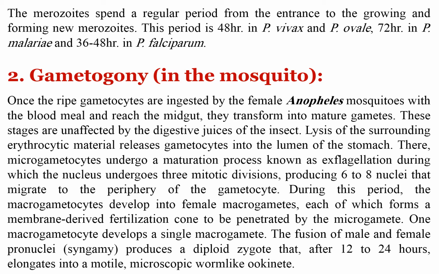The fusion of male and female pronuclei called syngamy produces a diploid zygote that after 12 to 24 hours elongates into a motile, microscopic worm-like ookinete.